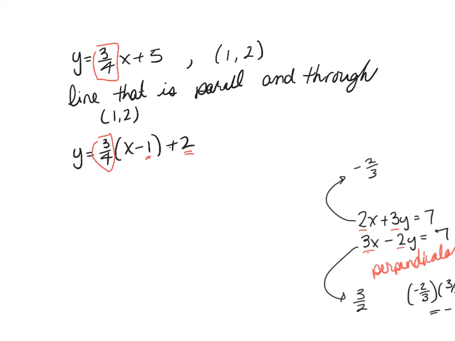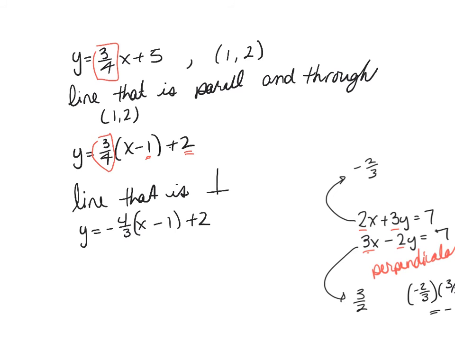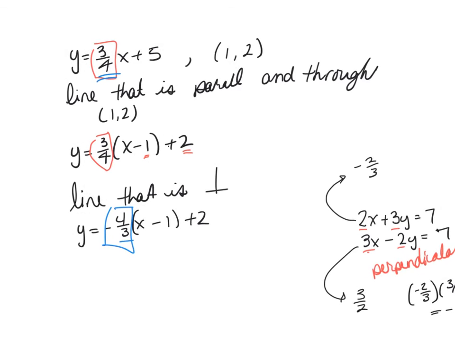Now, if you wanted a line that is perpendicular, and that's the symbol for perpendicular, that goes through the same point, then you would write y is equal to negative 4/3 (x minus 1) plus 2. And this slope here has to be the negative reciprocal of that slope. So there you go. Parallel and perpendicular lines. It's kind of a refresher.